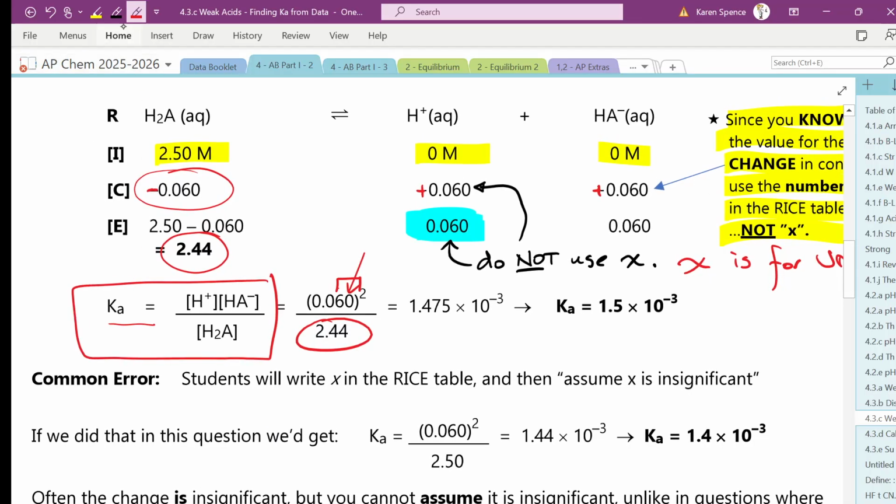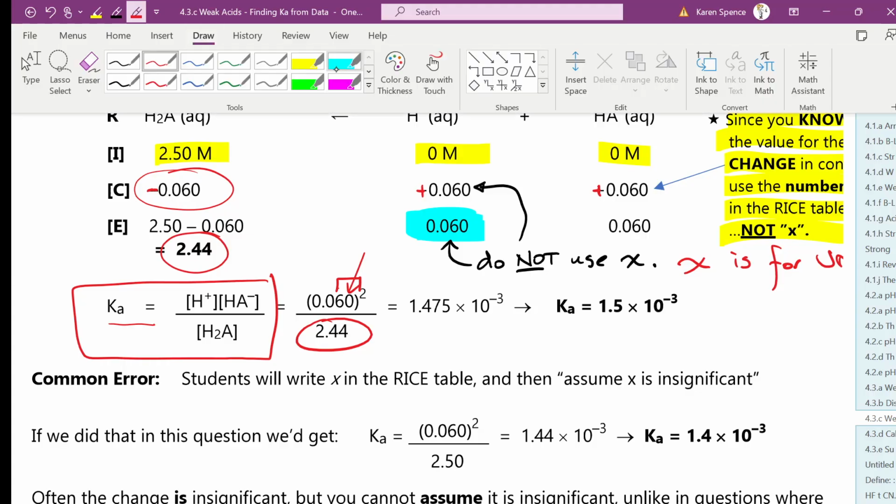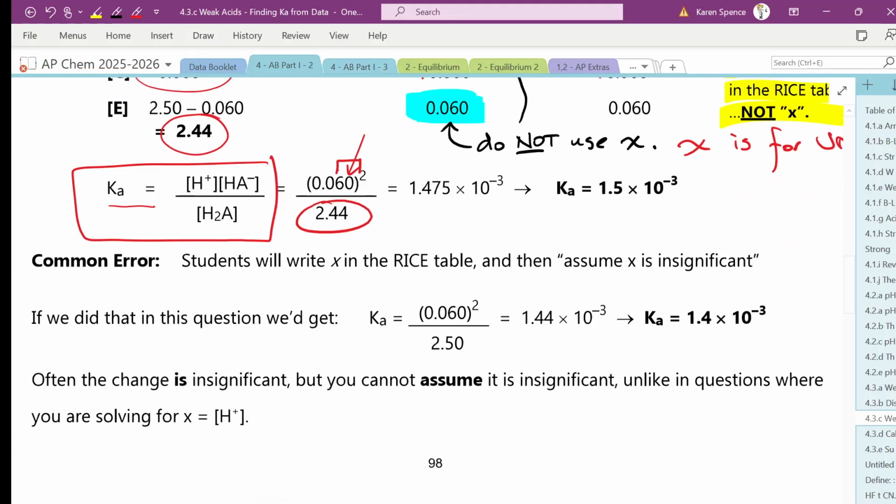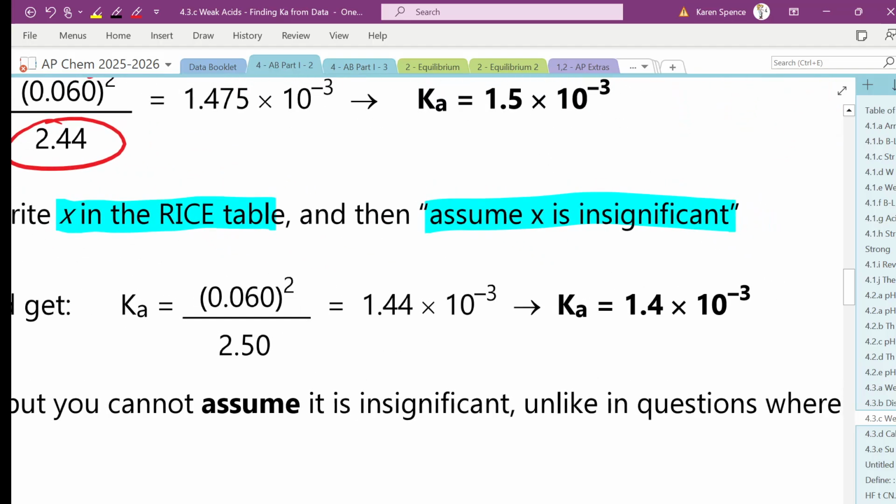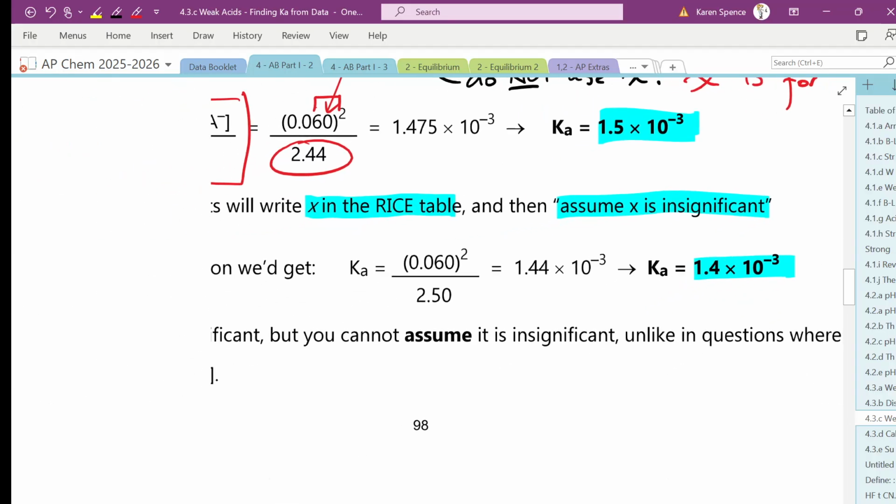Common error. Look how much I care about this. Students will write X in the ICE table and then assume X is insignificant. If you were to do that, you would get 1.4 times 10 to the minus 3, which is not the same as 1.5 times 10 to the minus 3. Yes? Okay.